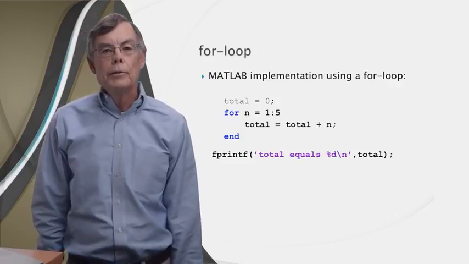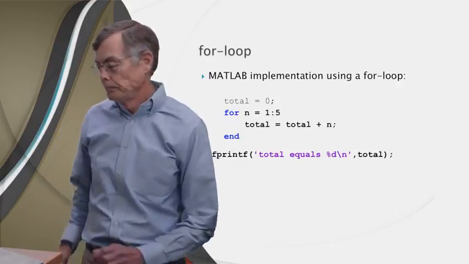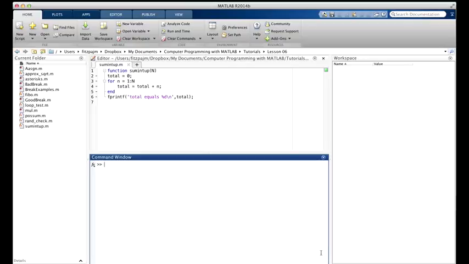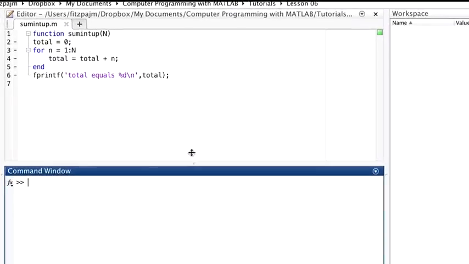Okay, let's see this example inside MATLAB. Here's our summing algorithm inside a function called sumIntUp. But instead of adding the integers from 1 to 5, we add up from 1 to n, where n is the input argument. If we run it like this, we get 15, as we've just seen.